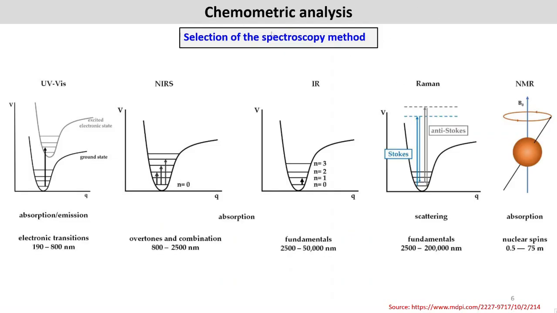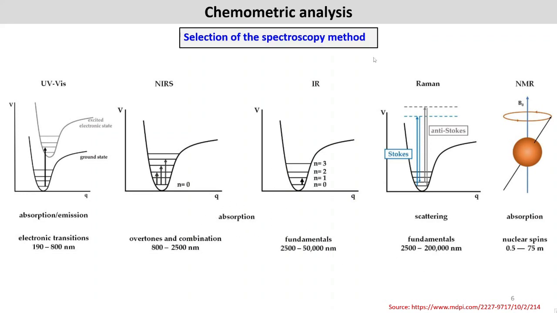Then in chemometric analysis, the selection of the spectroscopic method is quite important. Now if you see in UV visible, we are basically interested in the absorption and emission spectra, and herein, as I already told you, we are dealing with the electronic transitions. In NIRS, near infrared spectroscopy, or mid IR spectroscopy, we are mainly dealing with absorption spectroscopy, which basically interacts through the vibrational or the rotational energy levels. So over here we are basically interested in the absorption of the radiation.